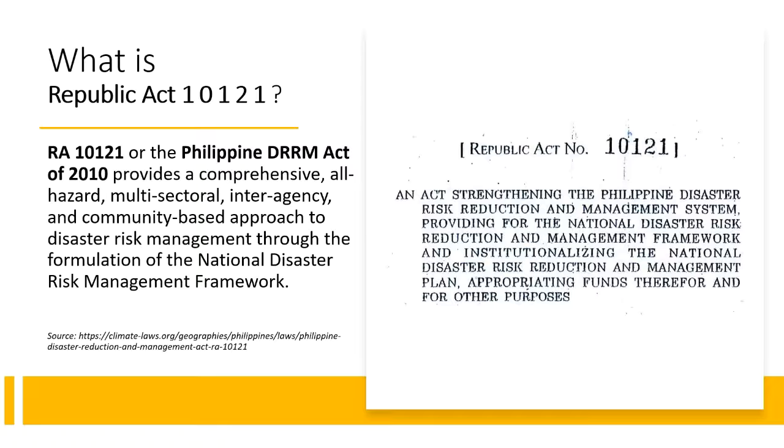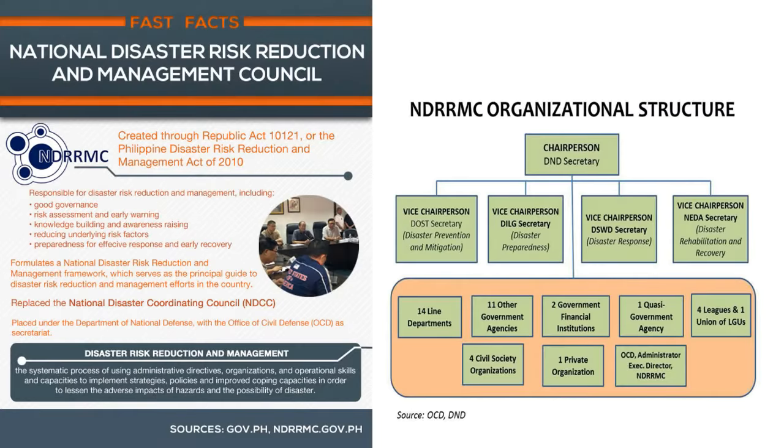RA 10121 replaced the National Disaster Coordinating Council with the National Disaster Risk Reduction and Management Council, or NDRRMC, a coordinating body which was imbued with policymaking, integration, supervision, monitoring, and evaluation functions. The NDRRMC advises the President regarding all phases of disasters, from preparedness to rehabilitation. On top of the NDRRMC organizational structure is the Secretary of the Department of National Defense as chairperson.